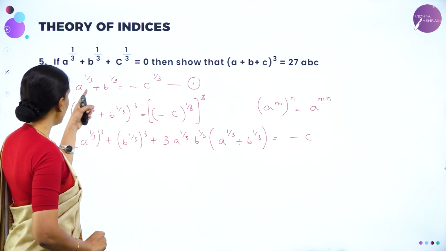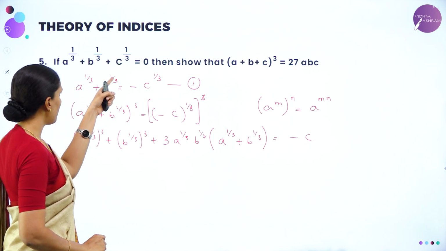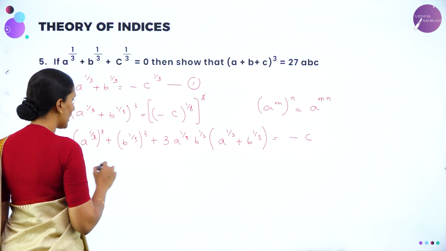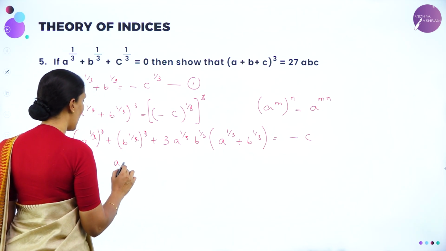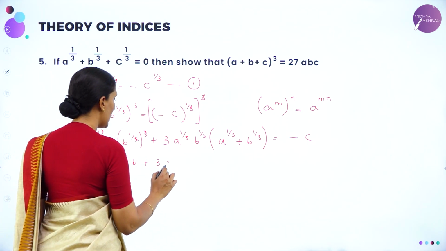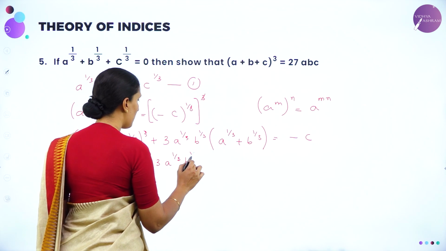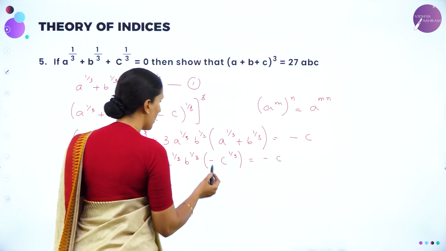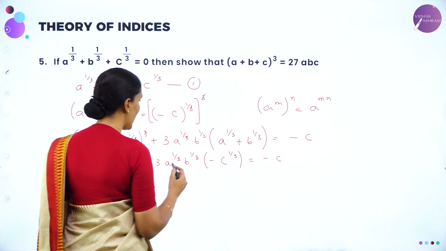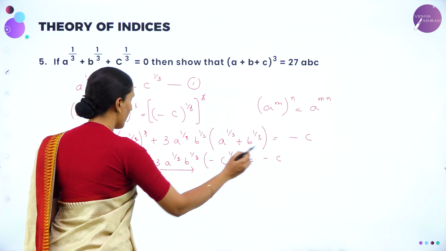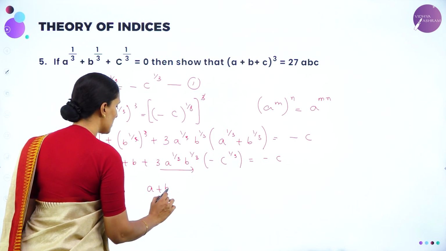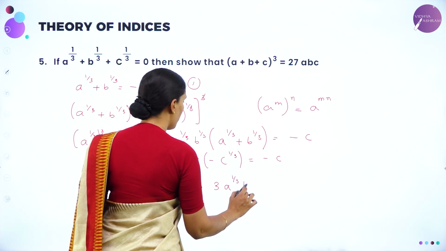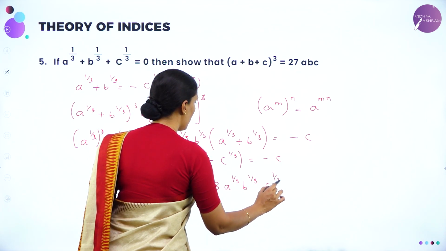Now from equation 1, instead of a^(1/3) + b^(1/3), we can write minus c^(1/3). So here the 3 gets cancelled. We get a plus b plus 3 a^(1/3) b^(1/3) times minus c^(1/3) is equal to minus c. Now multiplying by minus, and shifting c and this term towards the right hand side, we get a plus b plus c is equal to 3 a^(1/3) b^(1/3) c^(1/3).